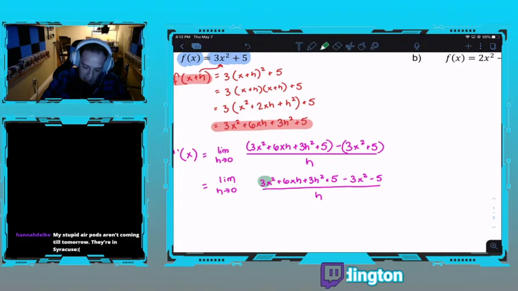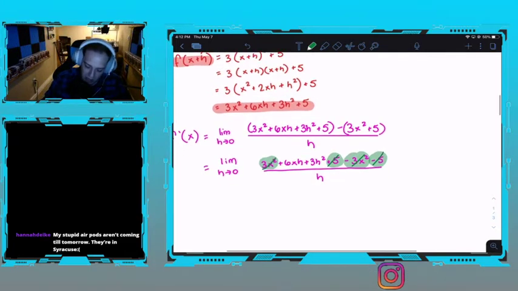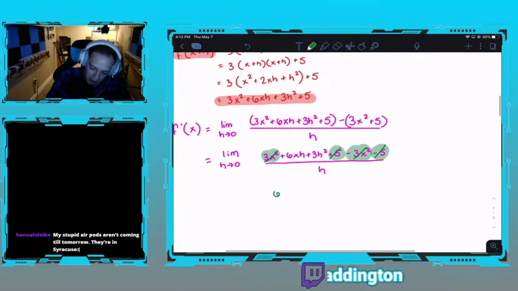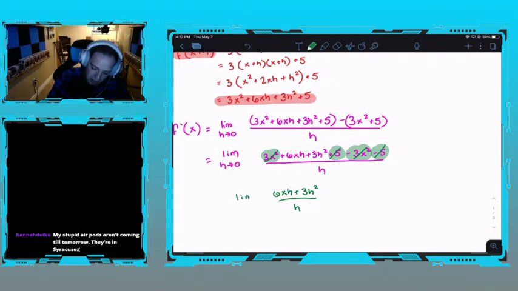So I can combine the 3x squareds, which you guys should notice one's positive, one's negative, so they're technically going to cancel out. I can also combine those 5s. I have a positive 5 and a negative 5, but those can cancel out. So now I'm really just going to be left with 6xh plus 3h squared all over h. And I still have that limit of h approaches 0 out front.